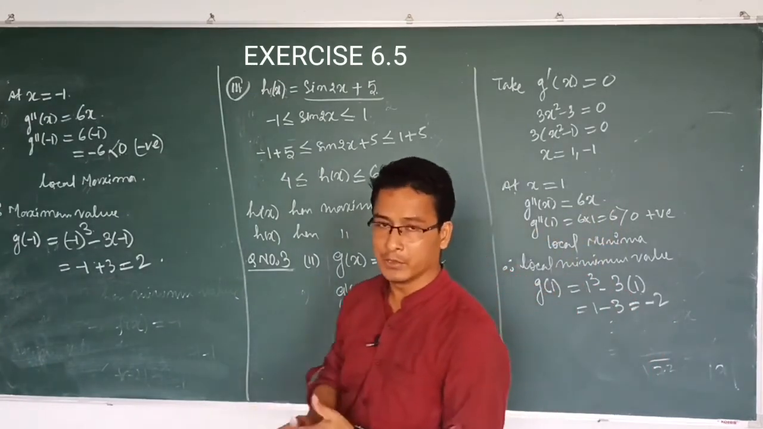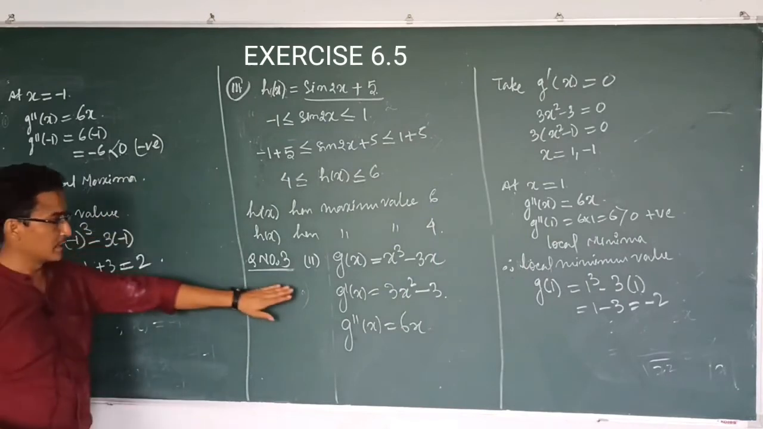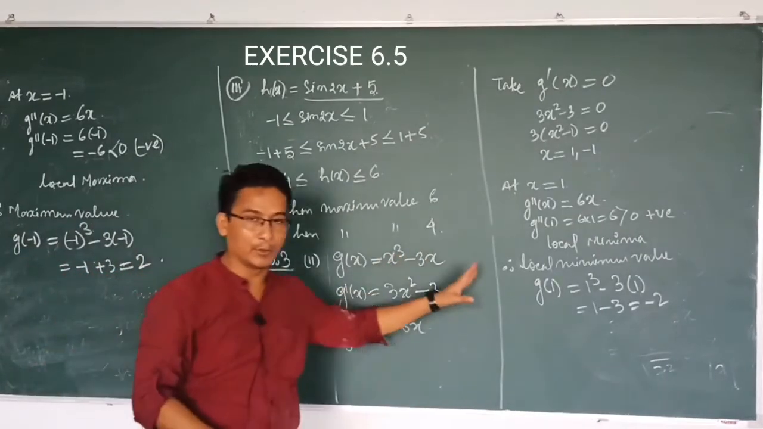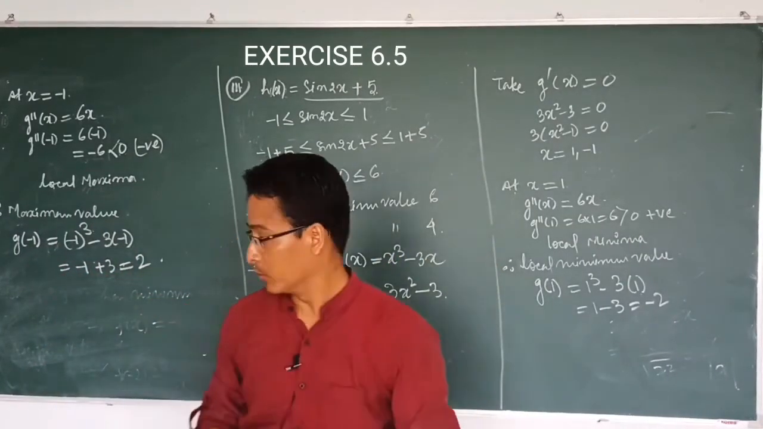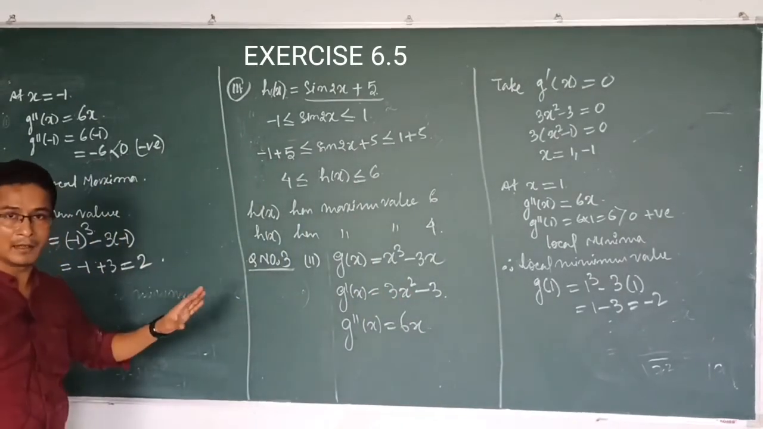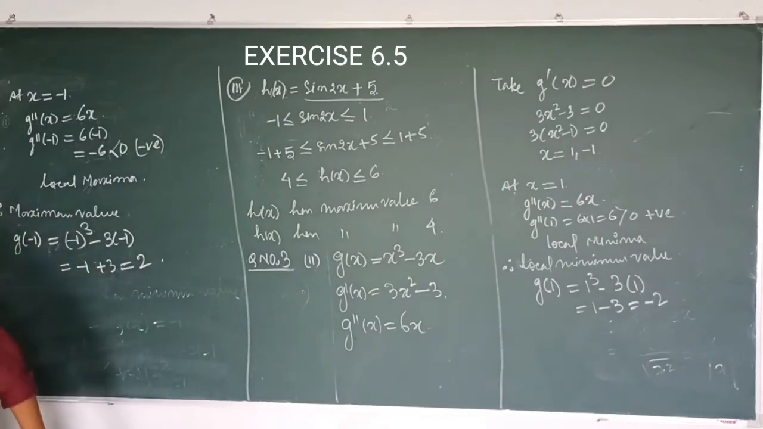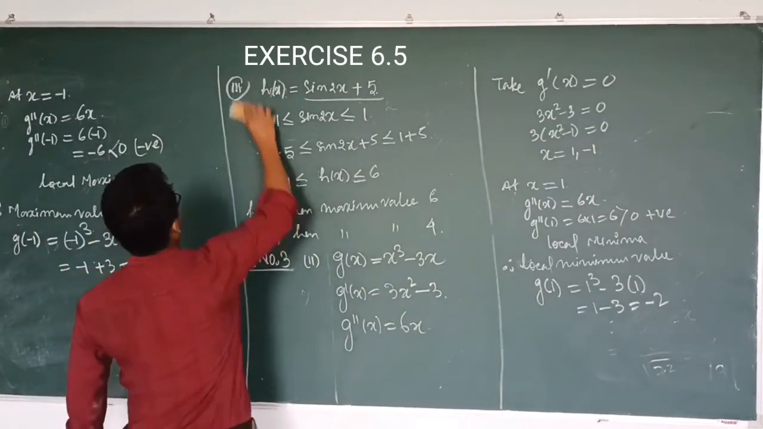So in this way we will solve the question. We will find the first derivative, the second derivative, then we will find the maxima and minima values. Okay, so very easy. Once you understand, you will definitely be able to solve this type of question. Okay, so let's see some of the other questions.